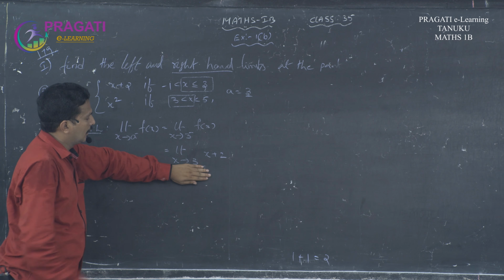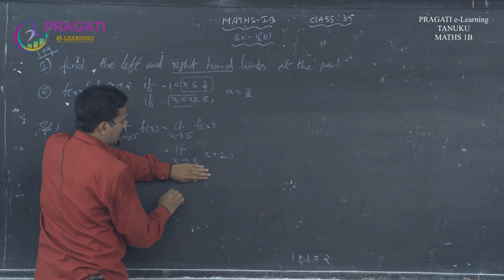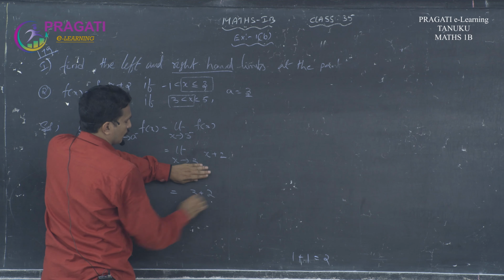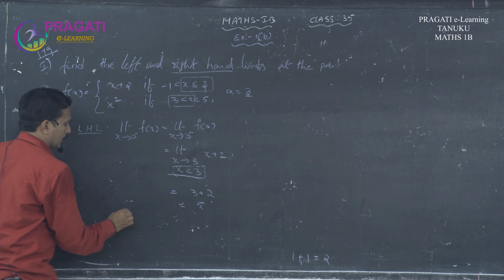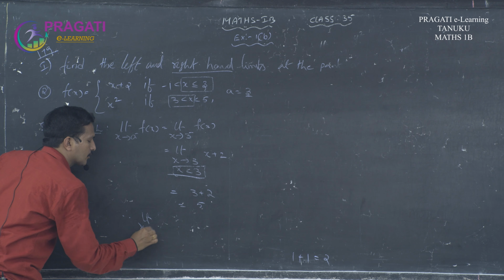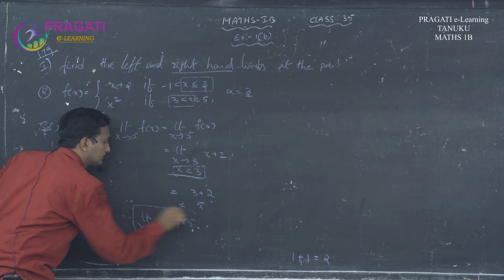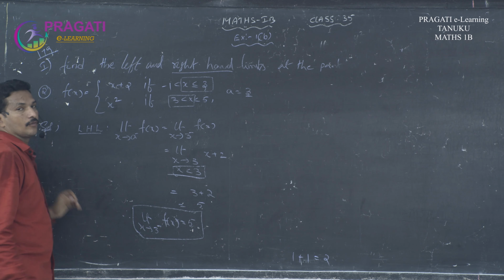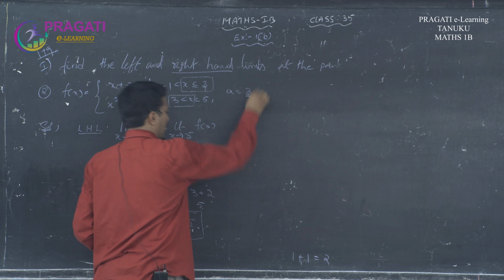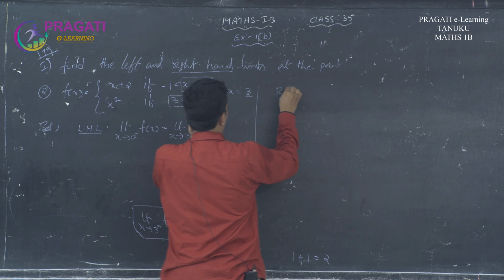And the next one, limit x tends to 3, x plus 2, direct substitution, 3 plus 2 is equal to 5. Therefore, limit x tends to 3 minus f of x is equal to 5. That is, left hand limit is equal to 5. Okay, next to find right hand limit.